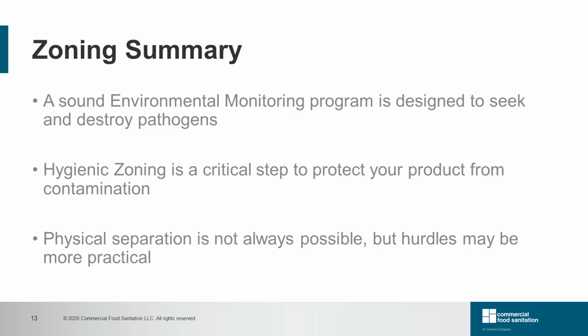To summarize, a sound environmental monitoring program is designed to seek and destroy pathogens. Hygienic zoning is a critical step to protect your product from contamination. And while physical separation is optimal, it might not always be possible. Hurdles and controls are important barriers to protect the processing area and protect the product.